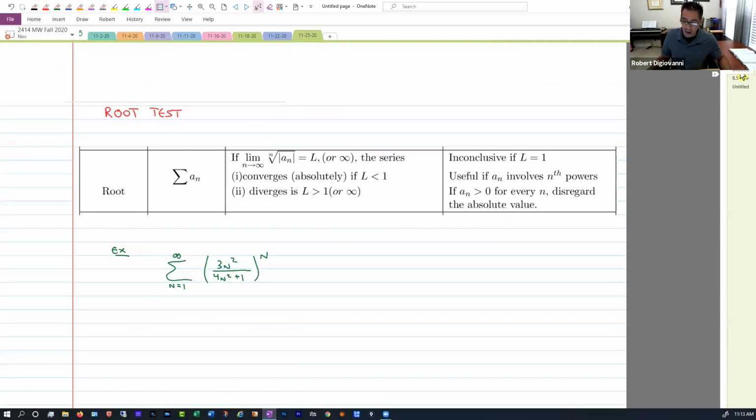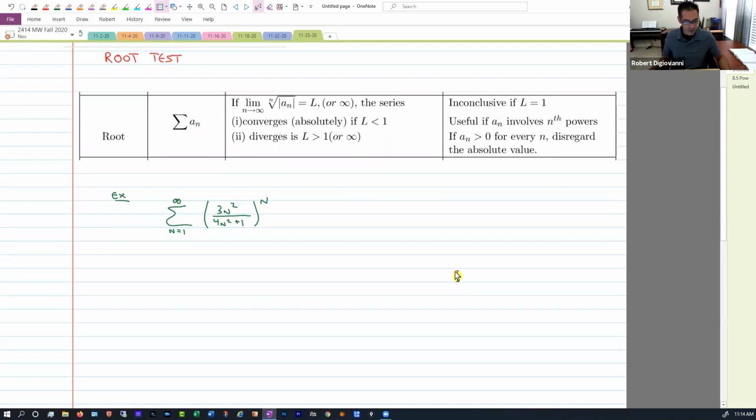Now, still in 8.4, the last test that we have is the root test. And for this test, I'm just going to show you one example. We don't use this test very often, but some problems are perfectly suited for the root test. And so when you see them, you want to break out this test. You don't want to try the ratio test because it'll get too complicated.